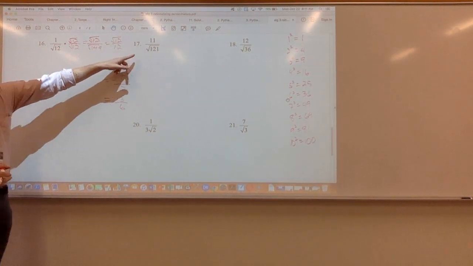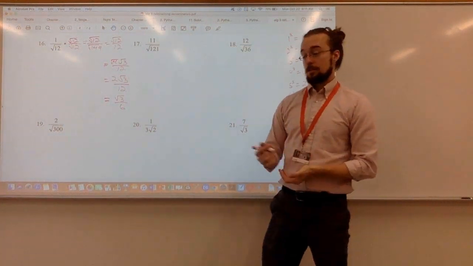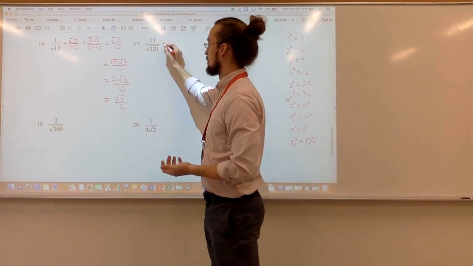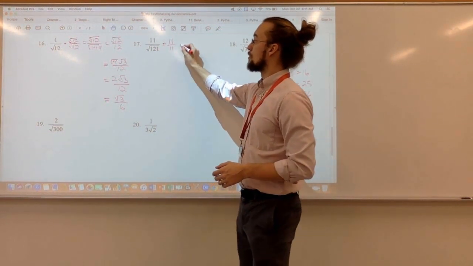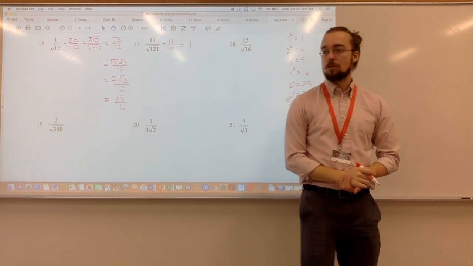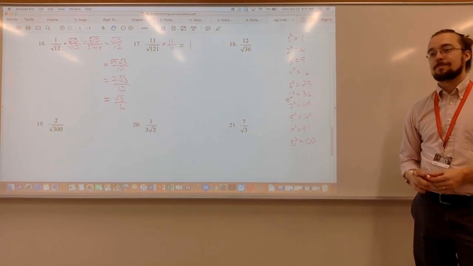You are correct, this is a perfect square. So what should I do here? It should be 11. There you go. Square root of 121 is just 11. So we get 11 over 11, which is just 1.